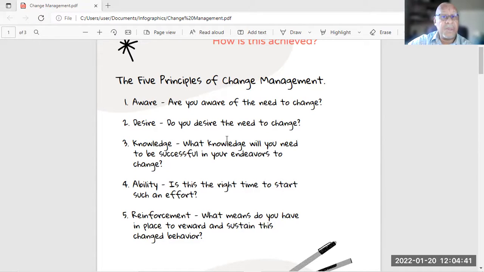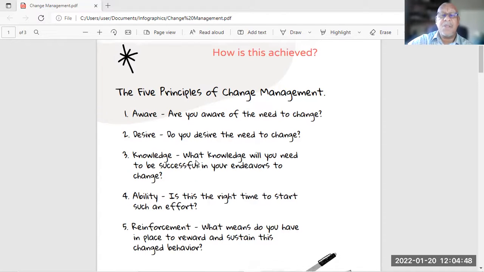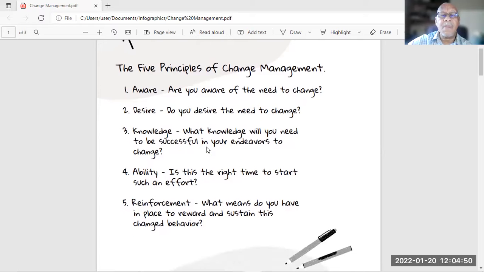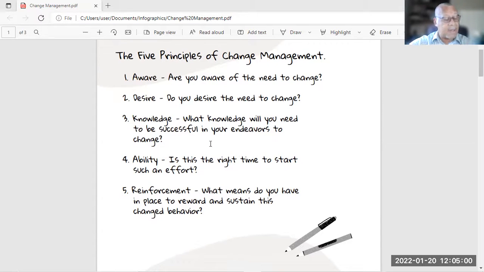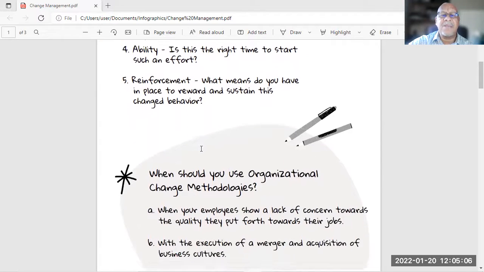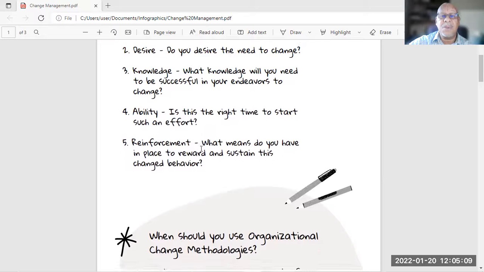Are our assets and resources and the focus, the strategic objectives of the company aligned for this change initiative? Or would it be heavy lifting? Reinforcement, what means do you have to reward and sustain your employees' new behavior? This is absolutely critical. So when should you use organizational change? When should you use organizational change?